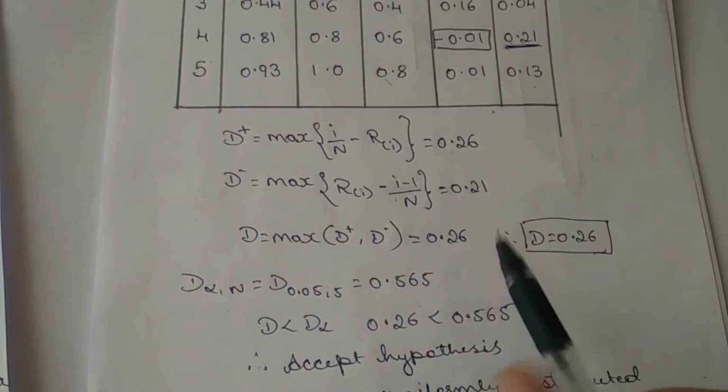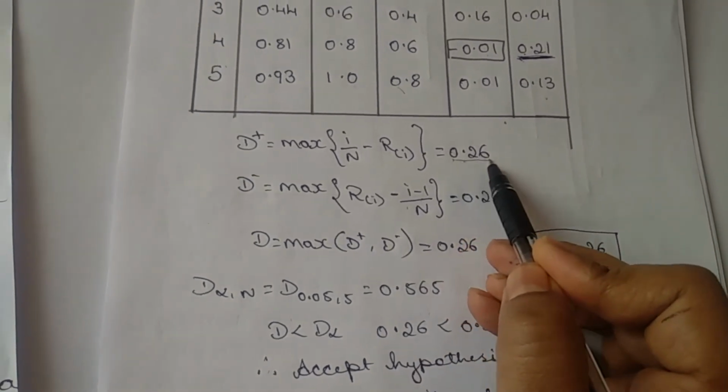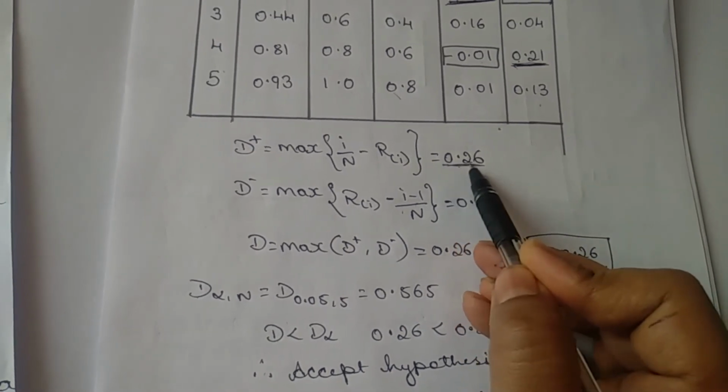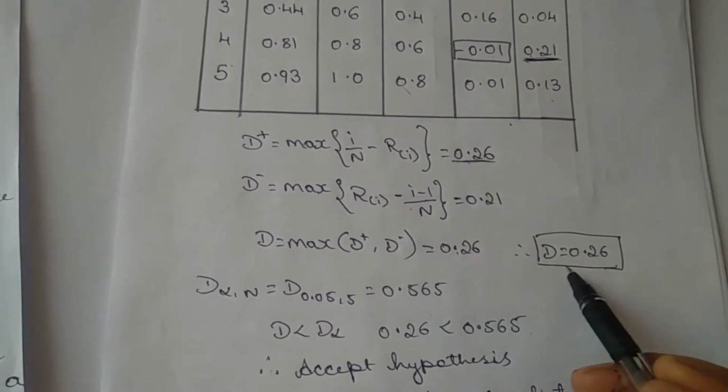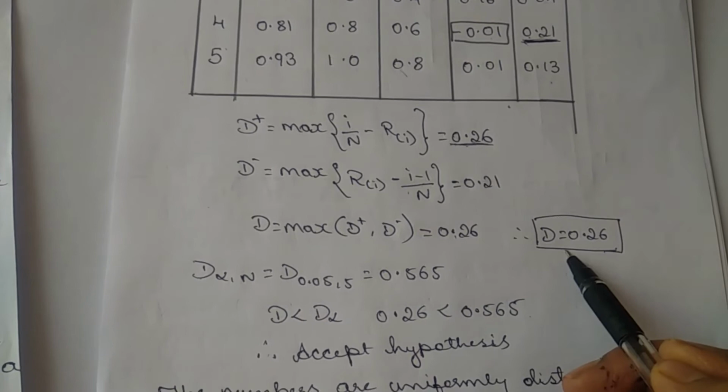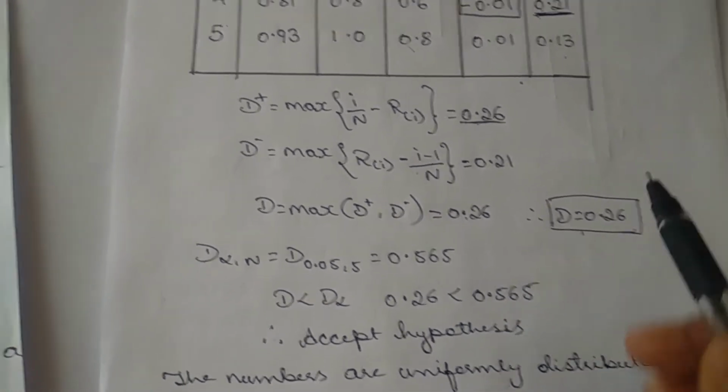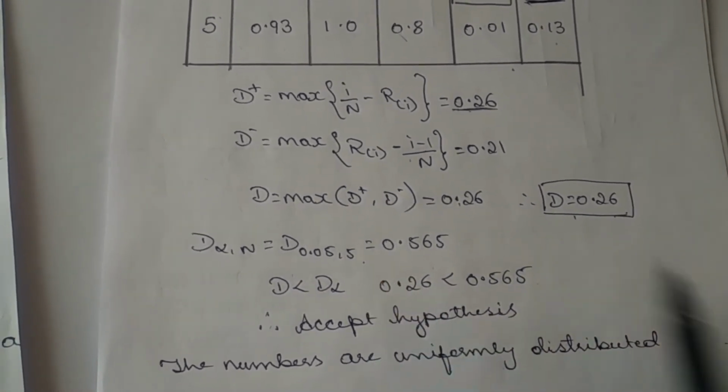Maximum of these two is which one? This is 0.26. This is the maximum. So I'll just take 0.26 as the D value. That is, D is equal to 0.26. Now you have to find out this D alpha value.